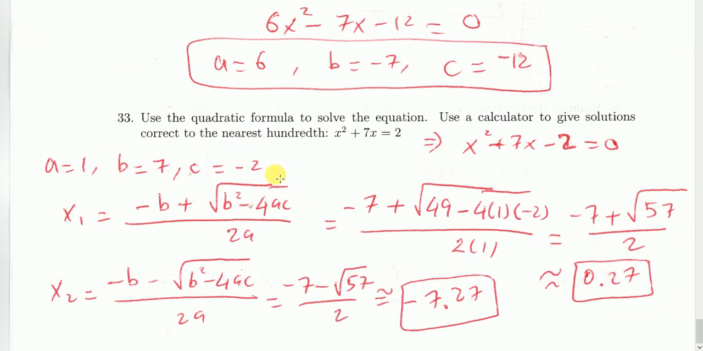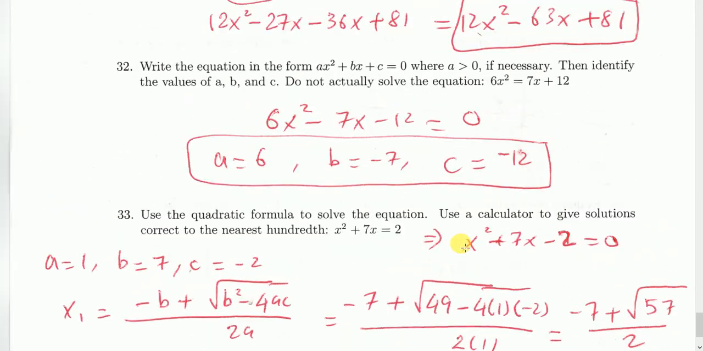Okay, the last problem, quadratic equation. Use the quadratic formula to solve the equation here, and you can use a calculator to give the solution correct to the nearest hundredth. The first thing before we apply the quadratic formula, make sure the right hand side is 0. So you have to subtract 2 on both sides to get 0 on the right side. If you do that, on the left side you're going to have minus 2, and the right side becomes 0 now. The second thing is you have to identify a, b, and c as in the last question.